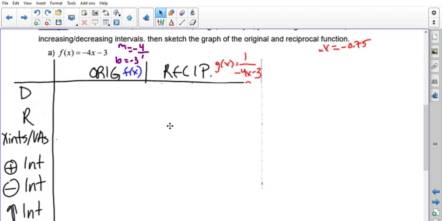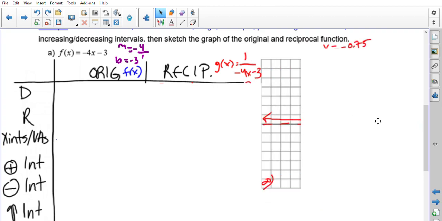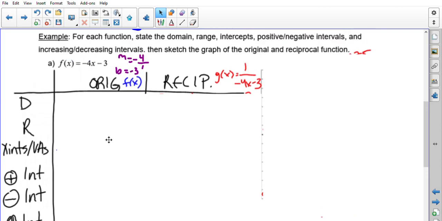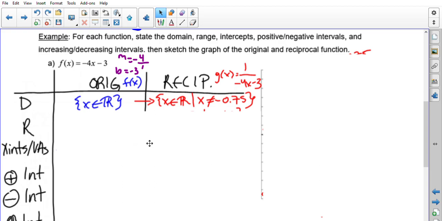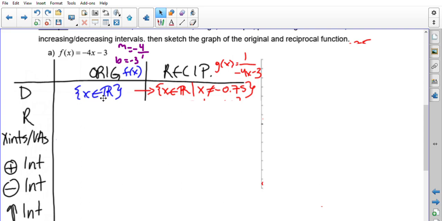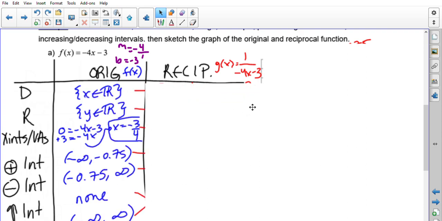Once you've drawn that line, I'm not going to reveal the whole thing yet because it has both graphs on it. I want you to draw that on your own. And then I want you to ask yourself, what is the domain? The domain of this should be x is an element of the reals because it's a line. The range of this should be y is an element of the reals, because we know it's a line.